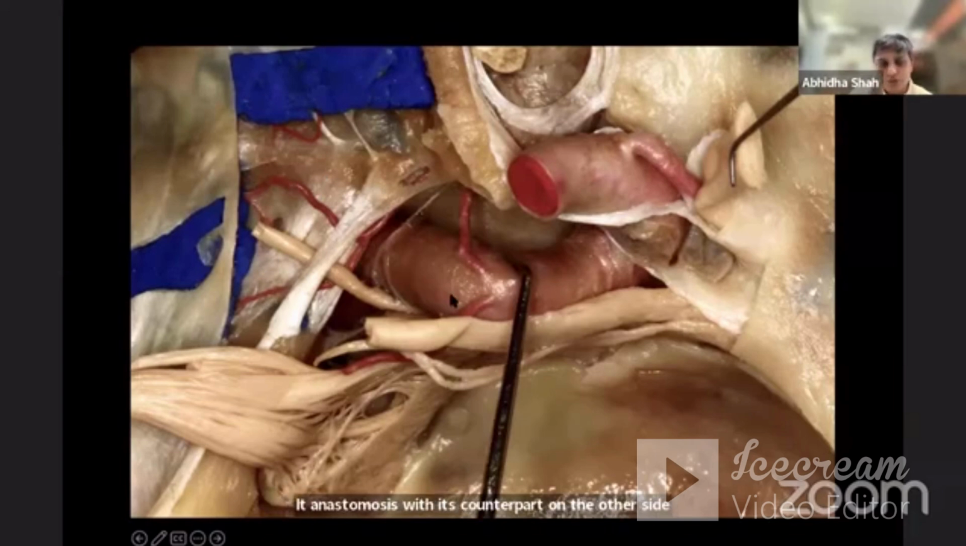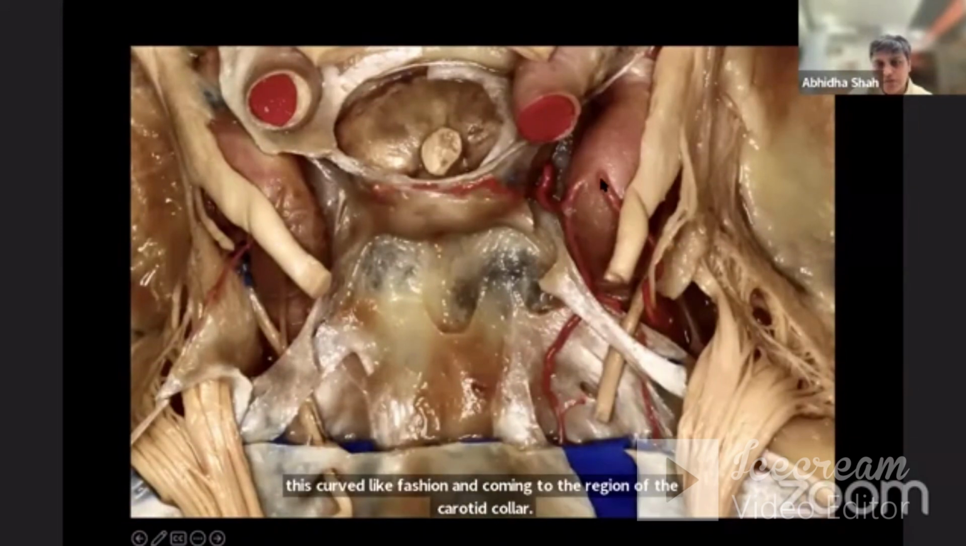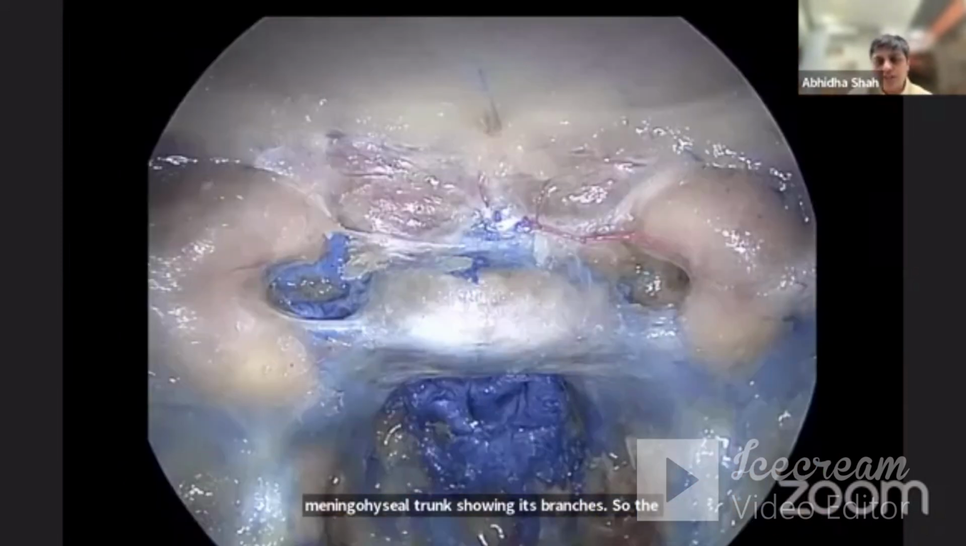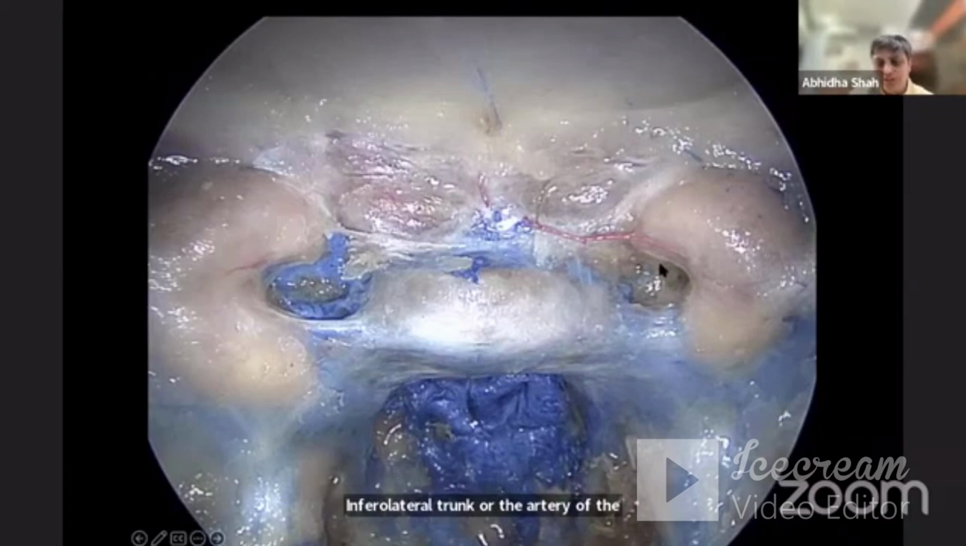So this is a view from the top where you see the horizontal segment of the cavernous carotid running in this curved-like fashion and coming to the region of the carotid collar. So here, this is the posterior image of this meningohypophyseal trunk showing its branches. So the tentorial artery, the dorsal clival arteries, and the inferior hypophyseal artery. There is another branch of the carotid, that is the inferolateral trunk or the artery of the inferior cavernous sinus, that goes on to supply the dura.